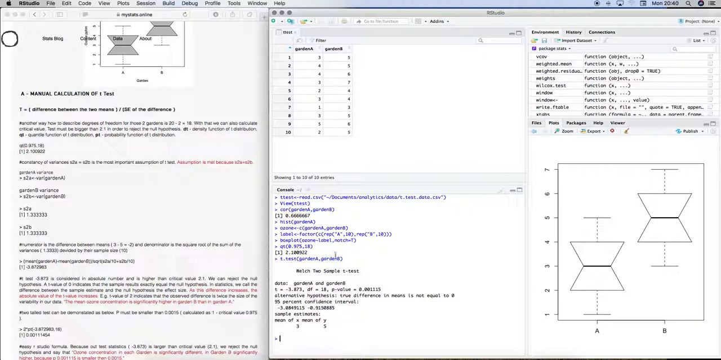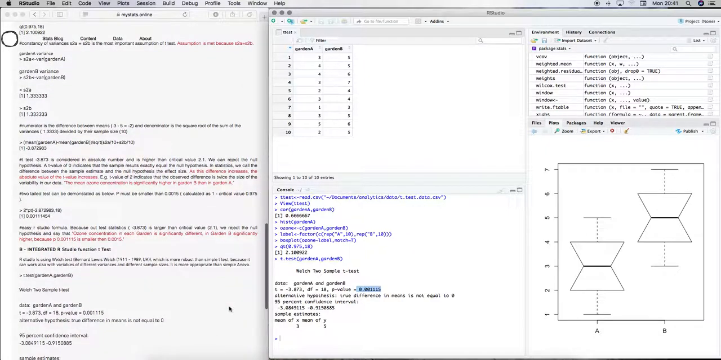That's the first identifier, and the second important one is the p-value. We can see that it is much smaller than our critical level, and this is also saying that these two gardens are significantly different.